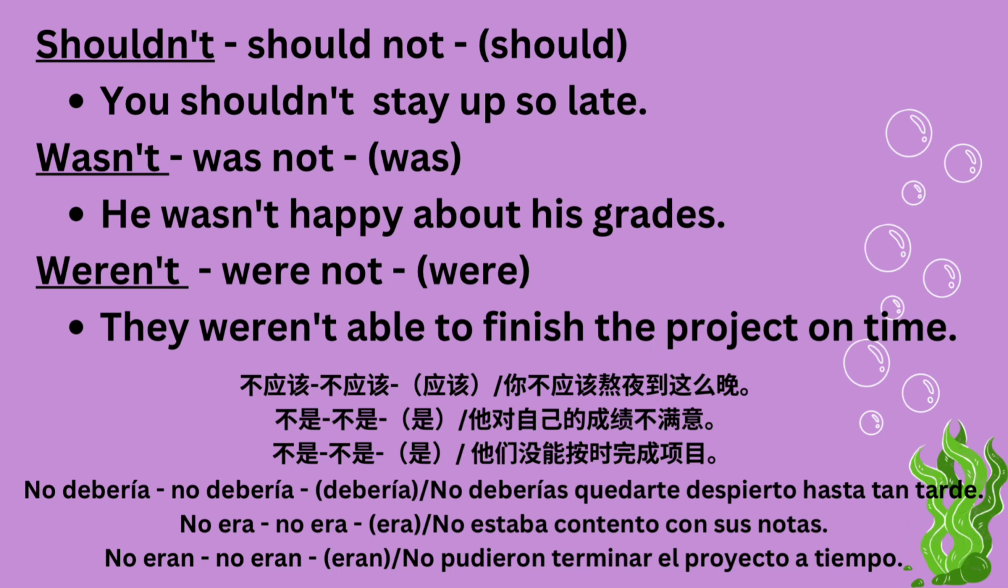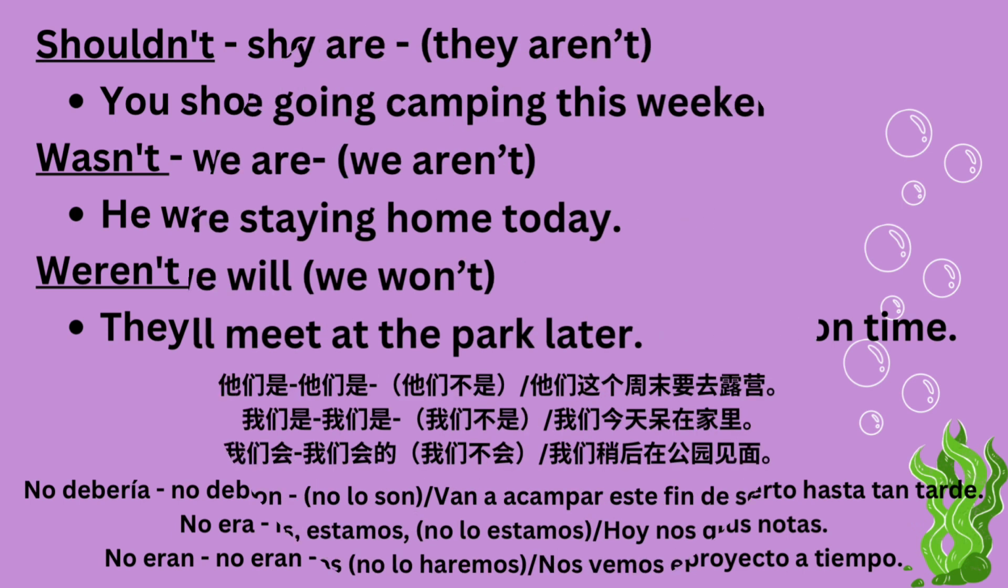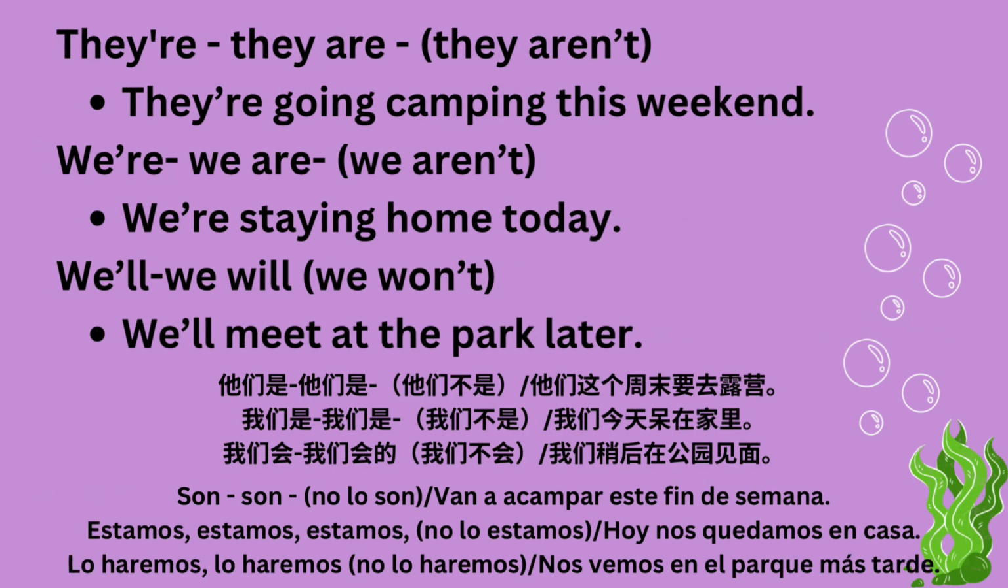grades. Weren't, were not, opposite of were. They weren't able to finish the project on time. They're, they are, opposite of they aren't. They're going camping this weekend.